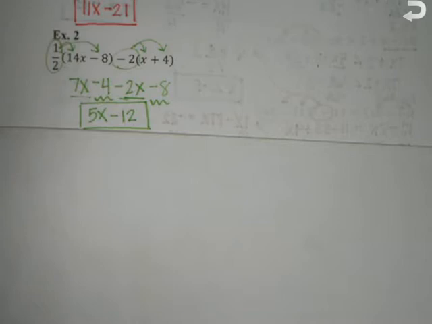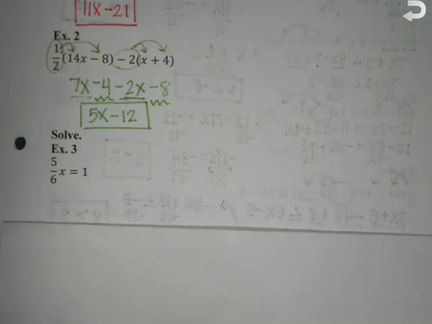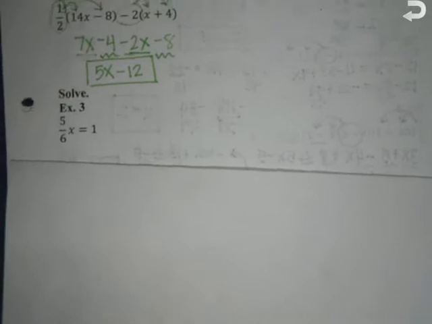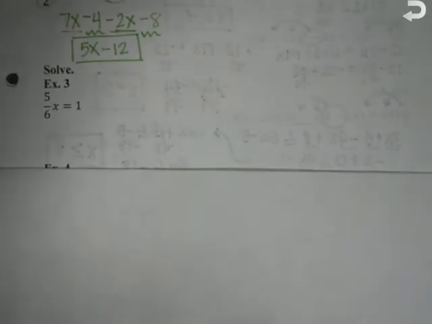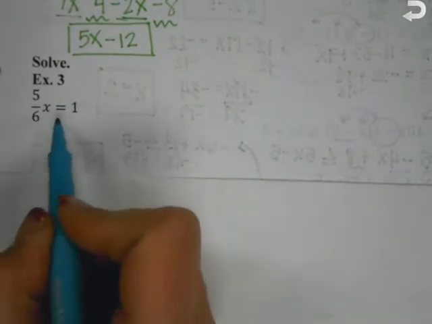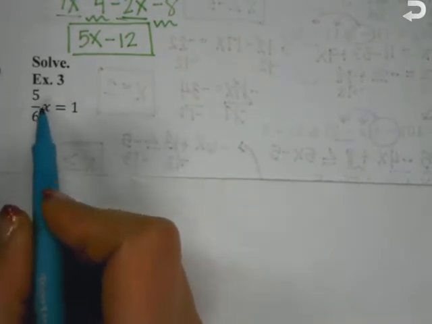Example 3. 5/6x equals 1. Okay. I have a fraction in front of the x, and it all equals 1. How can I get rid of the fraction? Make it smaller than 1. Or put the 1 over x.